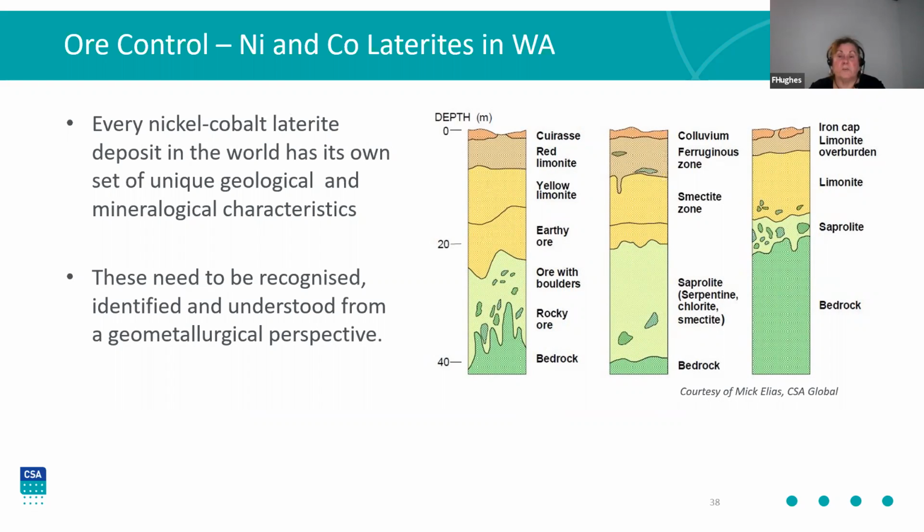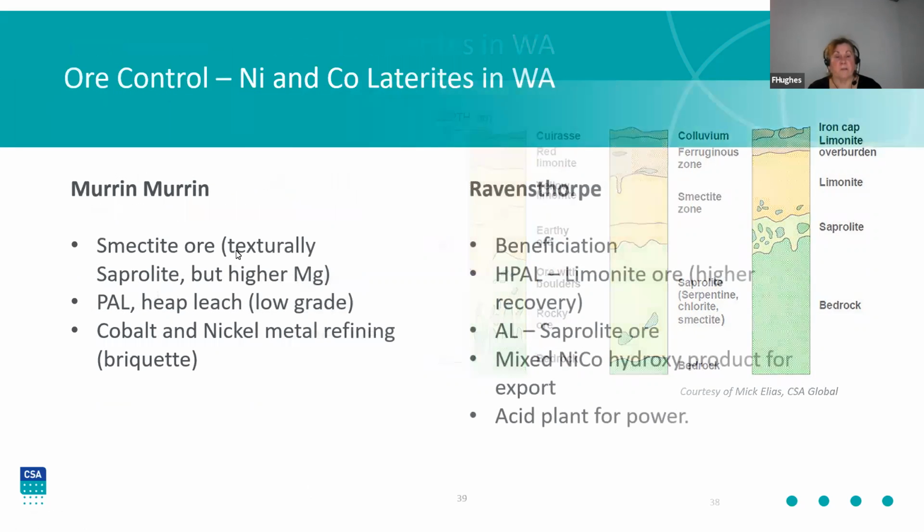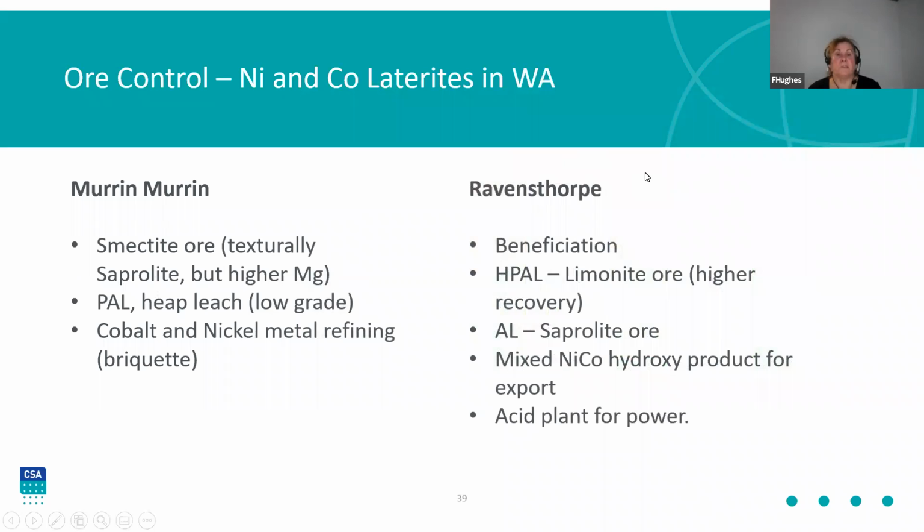because each one does have its own unique geological and mineralogical characteristics, and they need to be recognised and understood from a geomet perspective, because the success of nickel laterites is totally based on the appropriate delivery of various ore types to the plant, depending on what sort of processing has been selected for it. The two examples in Western Australia, for example, are Murrin Murrin and Ravensthorpe, and they're both quite different.